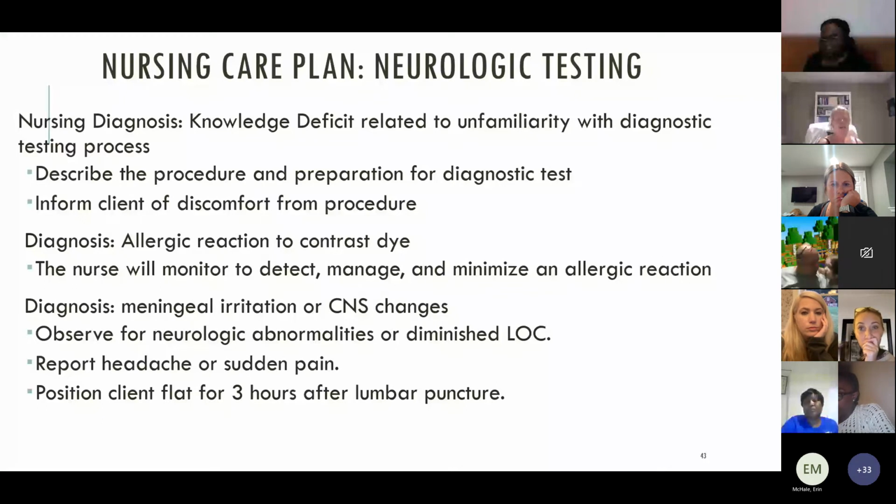We want to make sure that we're monitoring for any headaches or sudden pain that they didn't have before. And then really making sure that we keep that patient flat for the recommended time, 1 to 4 hours after that lumbar puncture. It says here 3 hours. It just really depends on how involved it is. So 1 to 4 hours is usually the window.